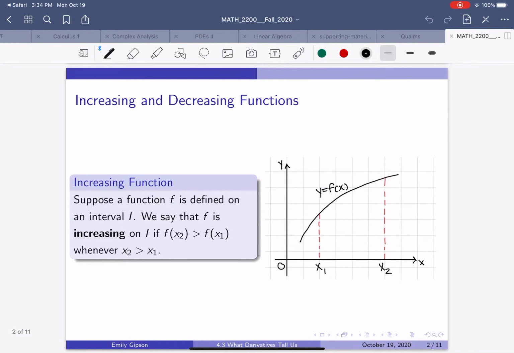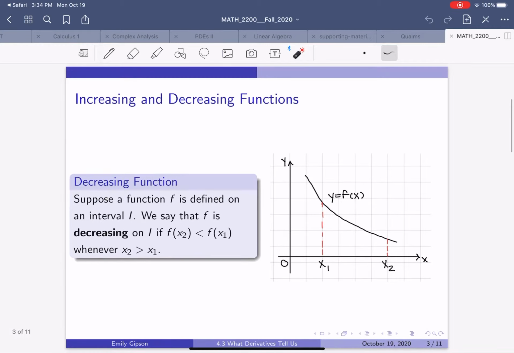So let's talk about increasing and decreasing functions. Suppose a function f is defined on an interval I. We say that f is increasing on I if f of x2 is greater than f of x1 whenever x2 is greater than x1. So that means if I pick a point x2, which is greater than a point x1, and the function evaluated at that point is greater than the function evaluated at x1, then my function is increasing. And we can see this pretty clearly. This is the definition of increasing.